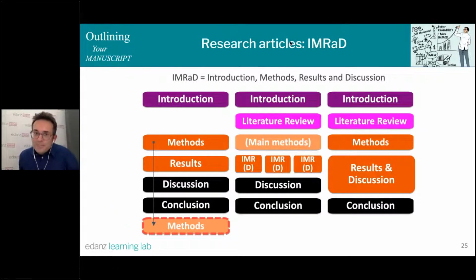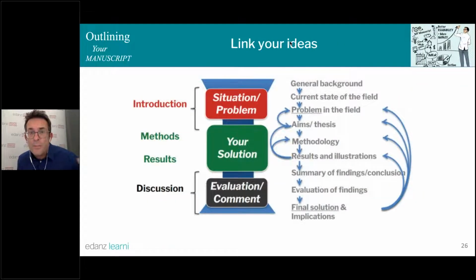The IMRAD structure feels a bit prohibitive, but it's not. You can move different bits around depending on your article structure, depending upon your target journal. So that again is why it's so important to have that structure in mind before you begin the writing process. Where does your target journal want you to put the methods? Where does your target journal want you to put the results? Do you have to include a literature review? So have a think about these topics when you outline your paper and you link your ideas together.